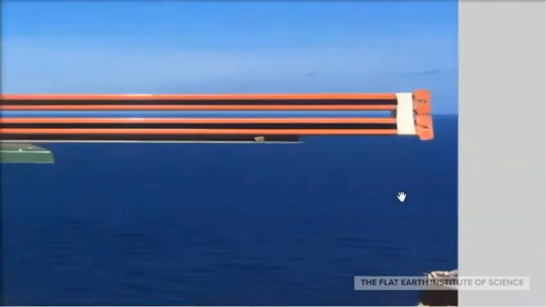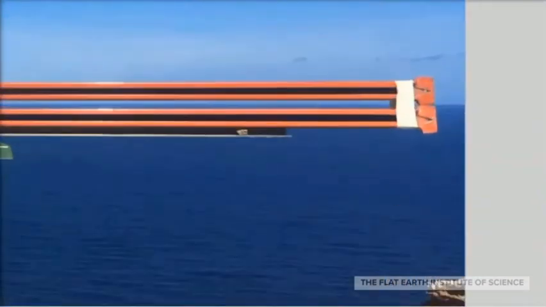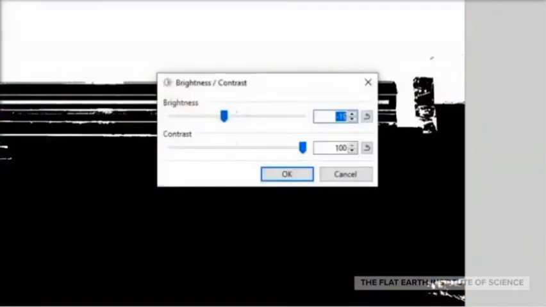Now, the brightness and contrast got a little messy over here on the right side, so we'll go ahead and readjust that so we can get an accurate measurement. Alright, here's that brightness and contrast. Looking much better now. It's still a little bit messy, but it's not too much to be worried about. It'll still work.